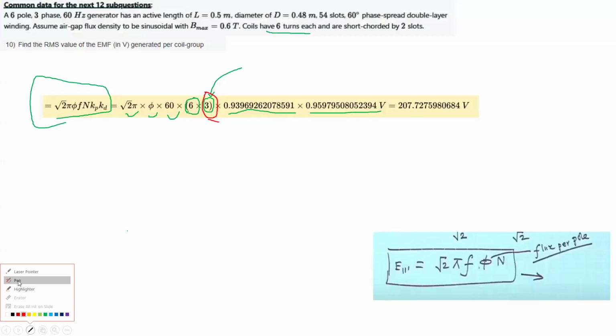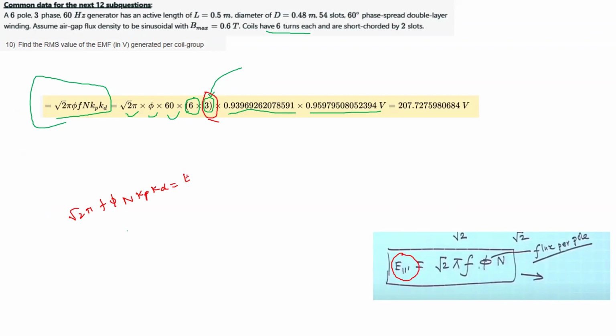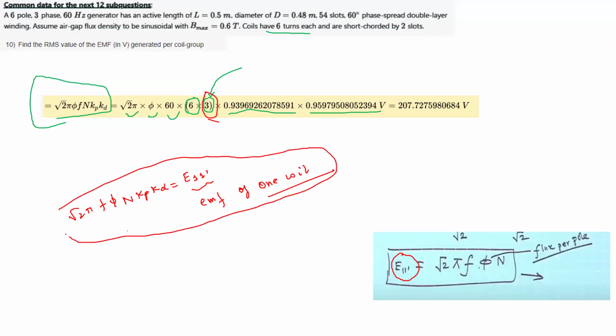So here in the last assignment, you see this formula which we obtained, right? Root 2 pi f phi n kp kd. You see this is what? This is written as E11 dash, or whatever, depending. So it means EMF of one coil. This is EMF of one coil. Very important.